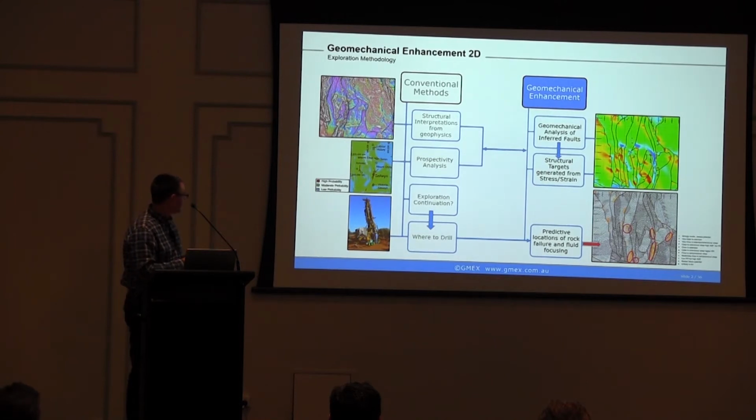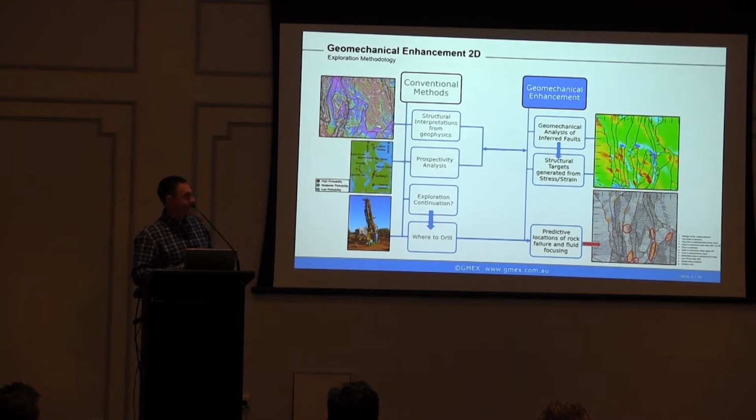So for the people that haven't seen this before, this is a very simple slide looking at the normal sort of methodology that you go through in terms of exploration within areas that are particularly under cover, where you'll look at a structural interpretation from the geophysical data, you'll develop some conceptual ideas, do some prospectivity analysis by combining your data sets, and then make some decisions about where do we drill next.